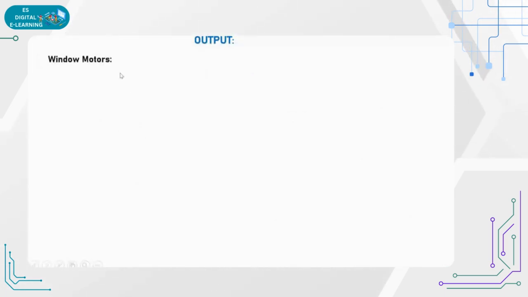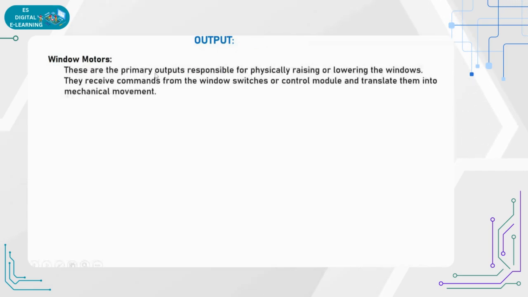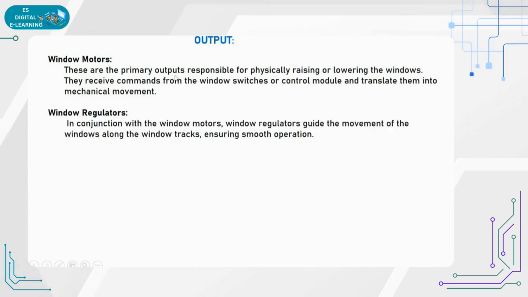So the output is the window motor. The window motor makes the rotation, and based upon the rotation, the windows will go up and down. So that is a mechanical movement. And we have a window regulator. It will guide the movement of the window track, and we need to make the operation smooth, because if anything goes wrong, the window will get stuck. It will disturb the passengers and drivers. So that is why the window regulators will be there.